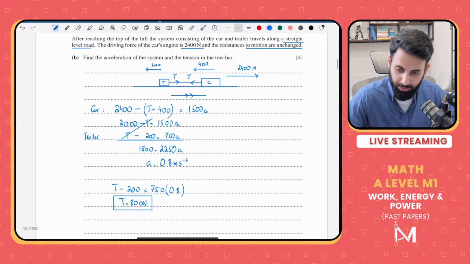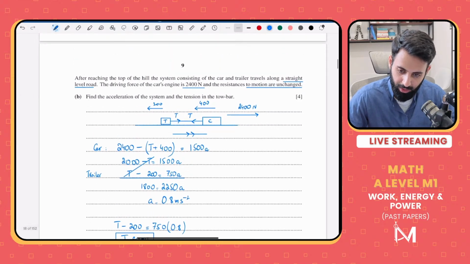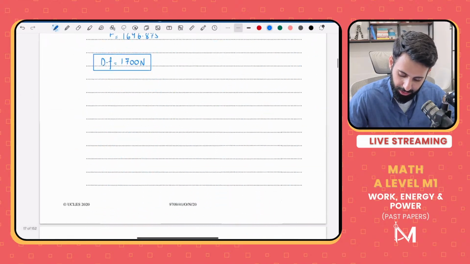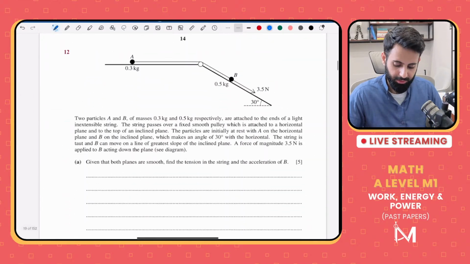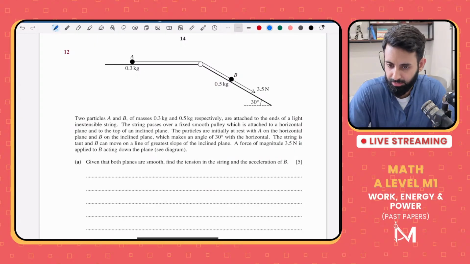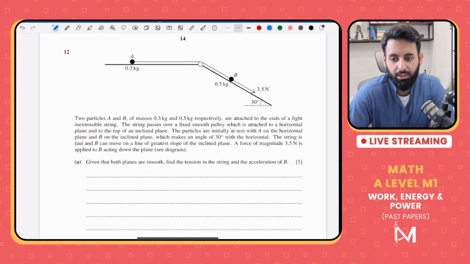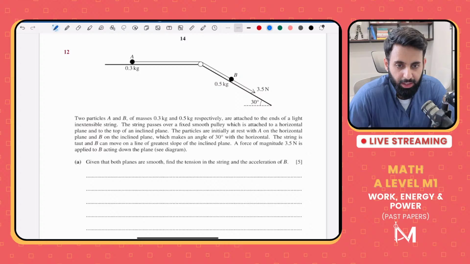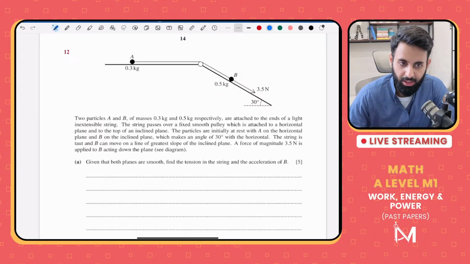All right, so this part was fairly easy, but this part was quite technical, and let's do a slightly more complex question. Let's do this question. Let's see what this says. Two particles A and B of mass 0.3 and 0.5 kg respectively are attached to the ends of a light inextensible string. The string passes over a smooth fixed pulley.